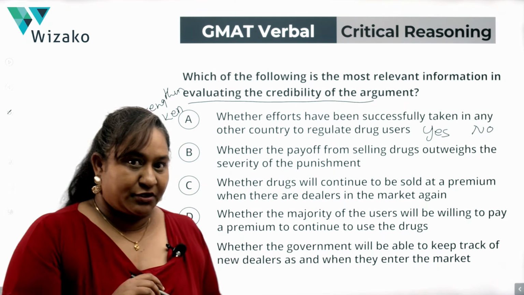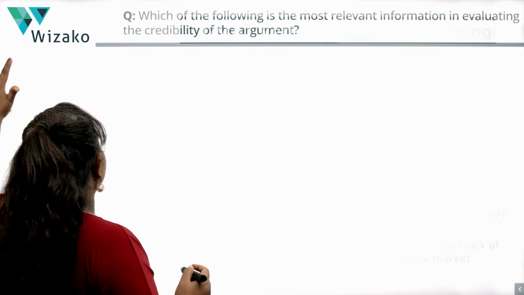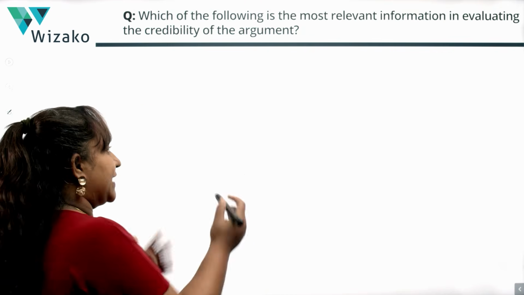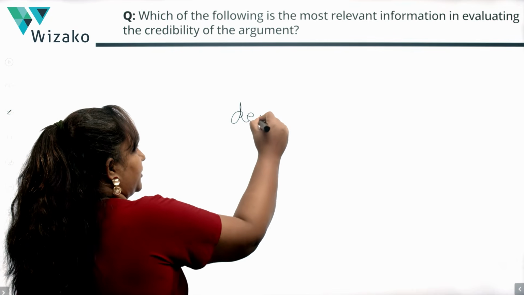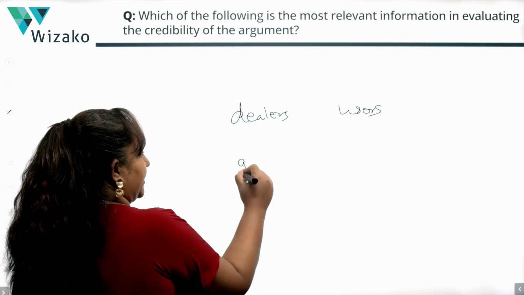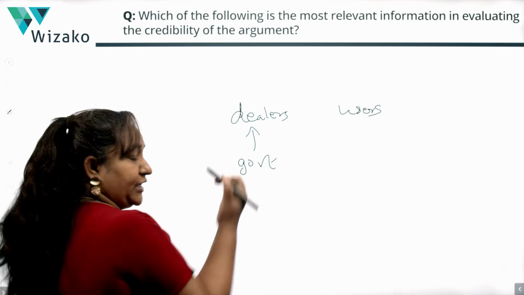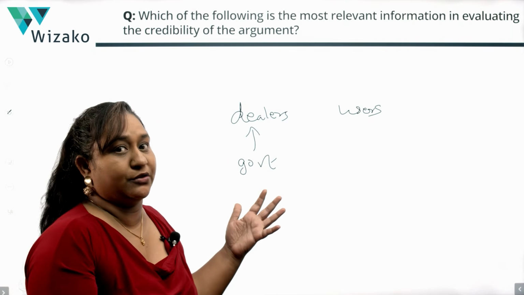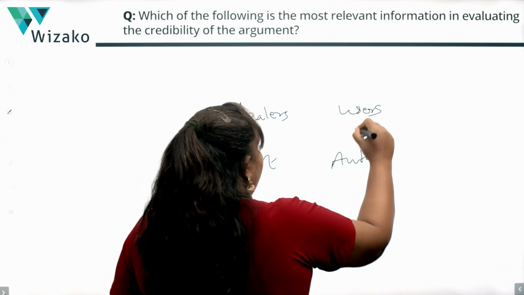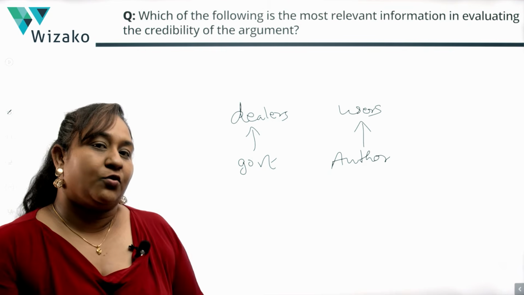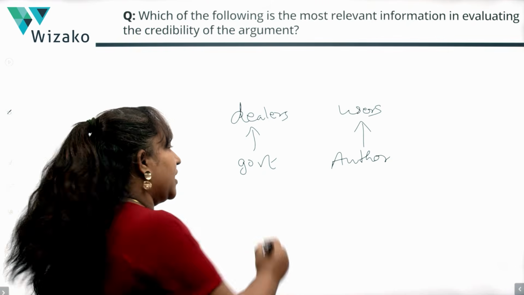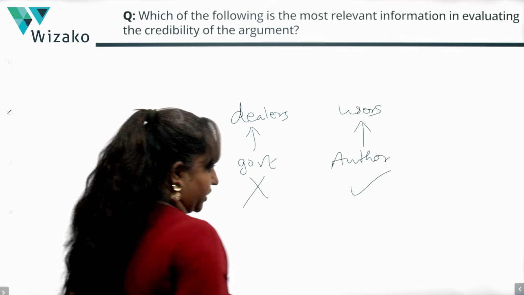So before we get into the process of elimination, let's just quickly summarize the argument and think about what we want the correct answer option to say. What's happening in the argument? You have the drug dealers and you have the drug users, right? The government is currently targeting the drug dealers and saying that they need to be prosecuted, whereas the author believes that what you need to actually do is target the drug users. Only then will this drug law be effective. This is the crux of the author's argument, that this will not work and this will work.